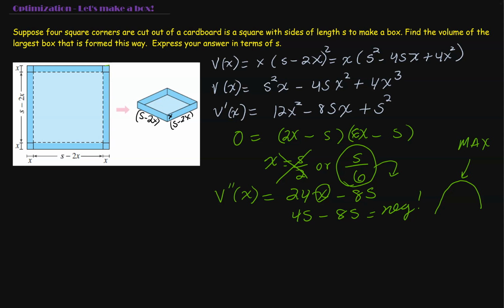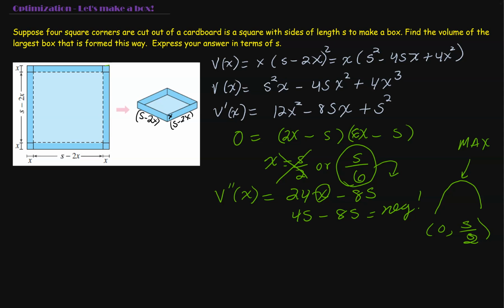In this case, really, it's the maximum of our interval. Our interval goes from 0 to s over 2, and as you can see, s over 2 is the biggest. So s over 6 is in between there, and it's going to be a maximum.